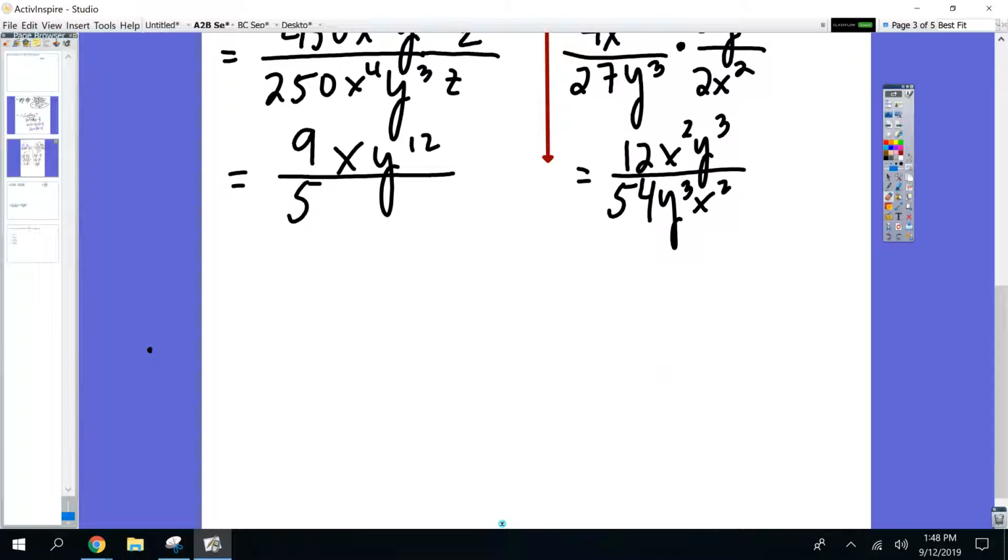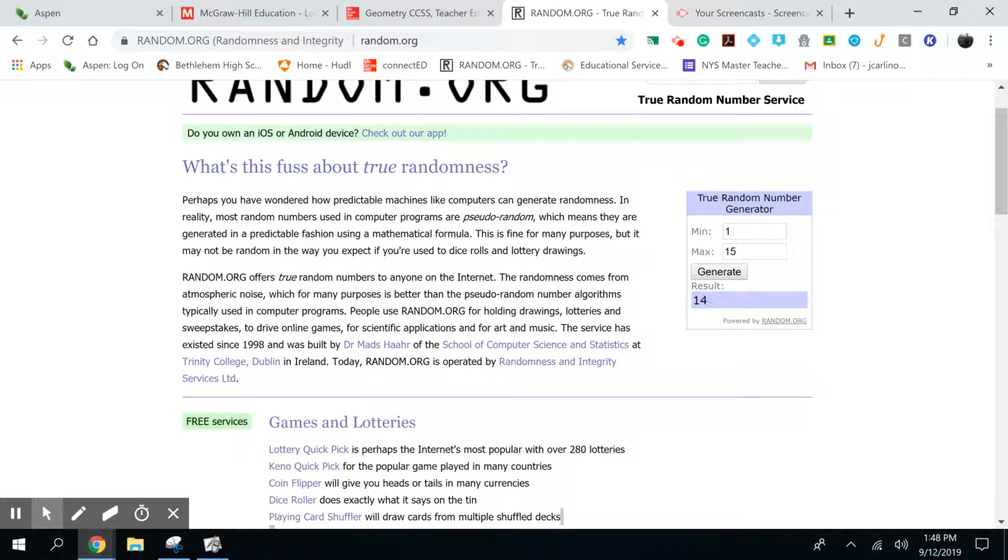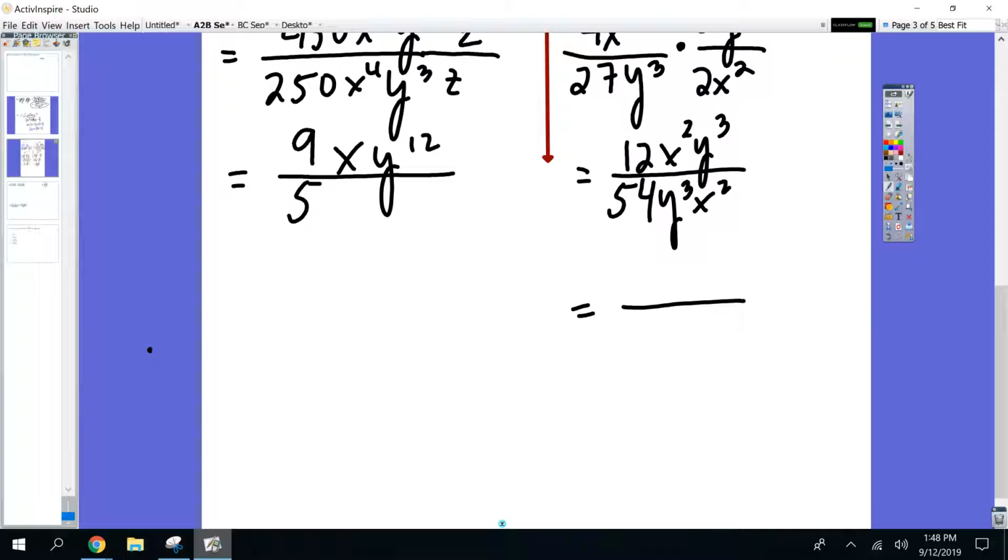All right, reduce now. Calculator does the tough part. When you're ready, 14. That's it. X's and Y's are gone. Questions? All right.